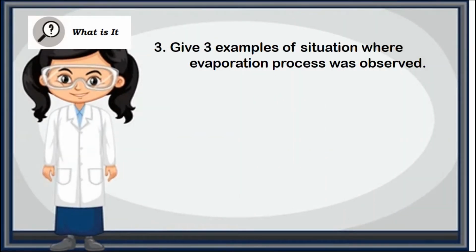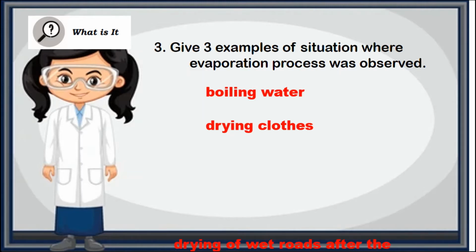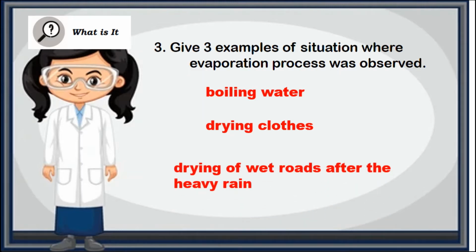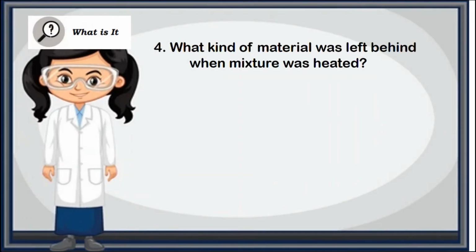Number 3, give 3 examples of situation where evaporation process was observed. Unsa tong gibasa nato kaganina? Ang 3 examples kay number 1, katong pagpabukal sa tubig. Number 2, katong drying sa clothes, katong pagpauga sa mga sinina. Number 3, drying of wet roads after the heavy rain. Number 4, what kind of materials was left behind when mixtures was heated?